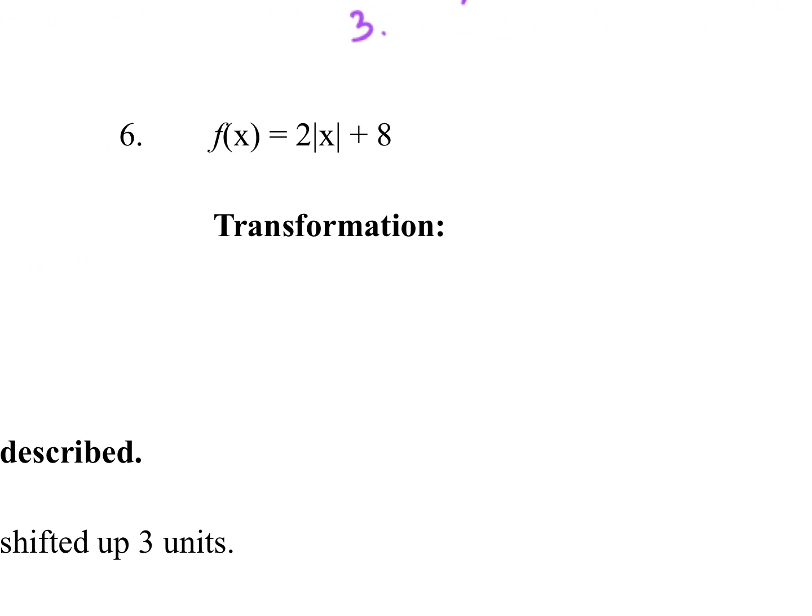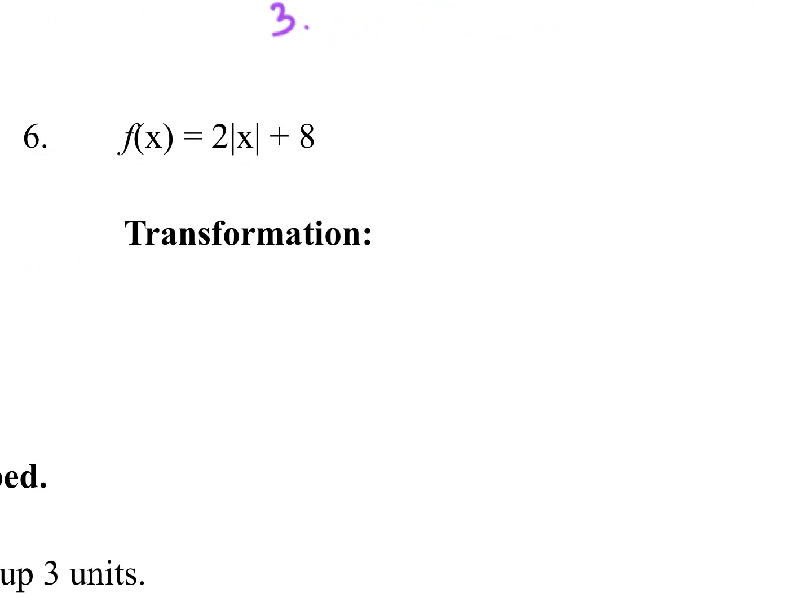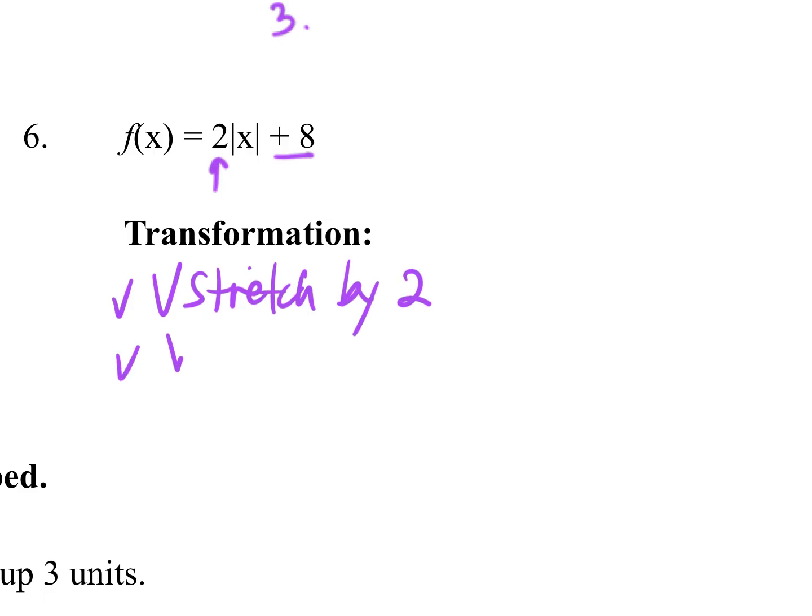Okay, next, f of x equals 2 times the absolute value of x plus 8. The 2 is going to be a vertical stretch again. Vertical stretch by 2. And the other one is a vertical translation of 8 units up.